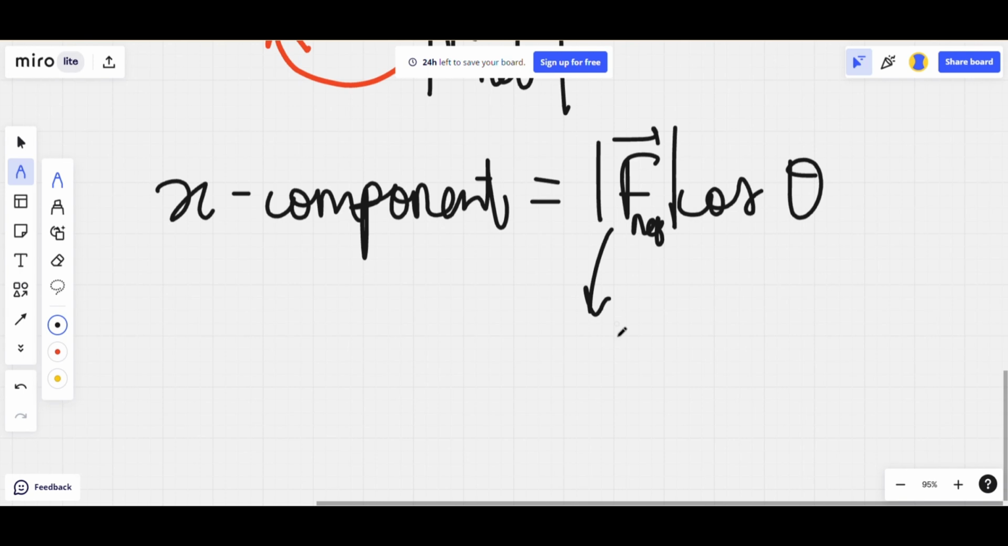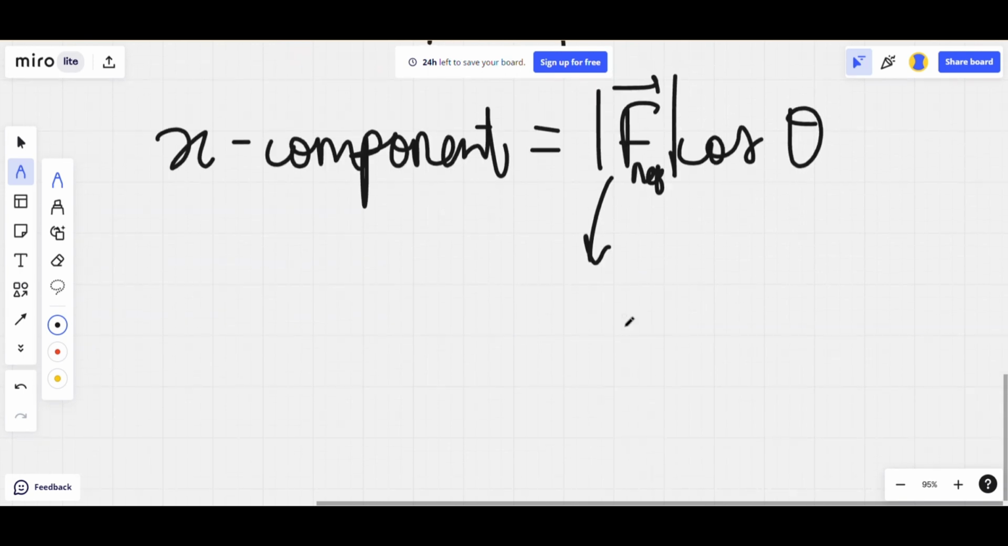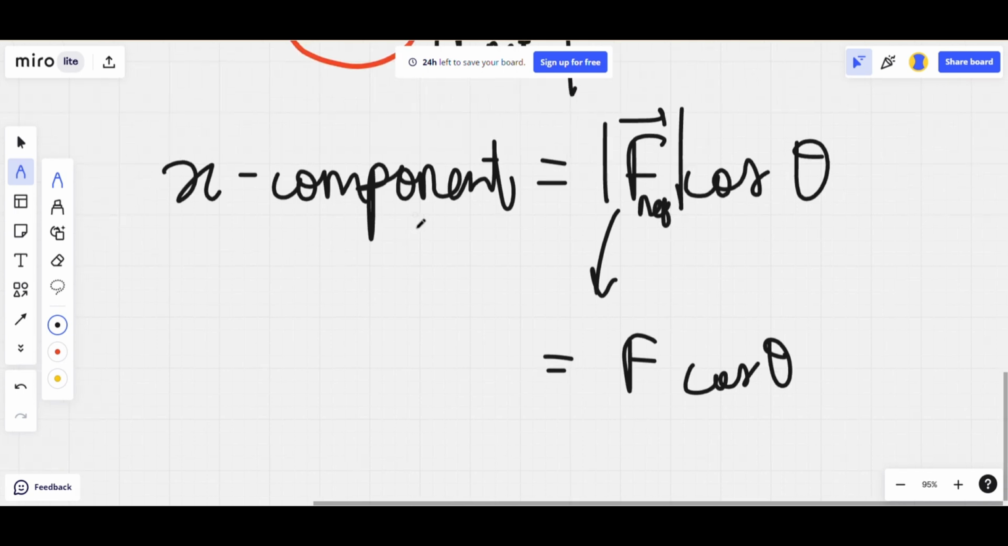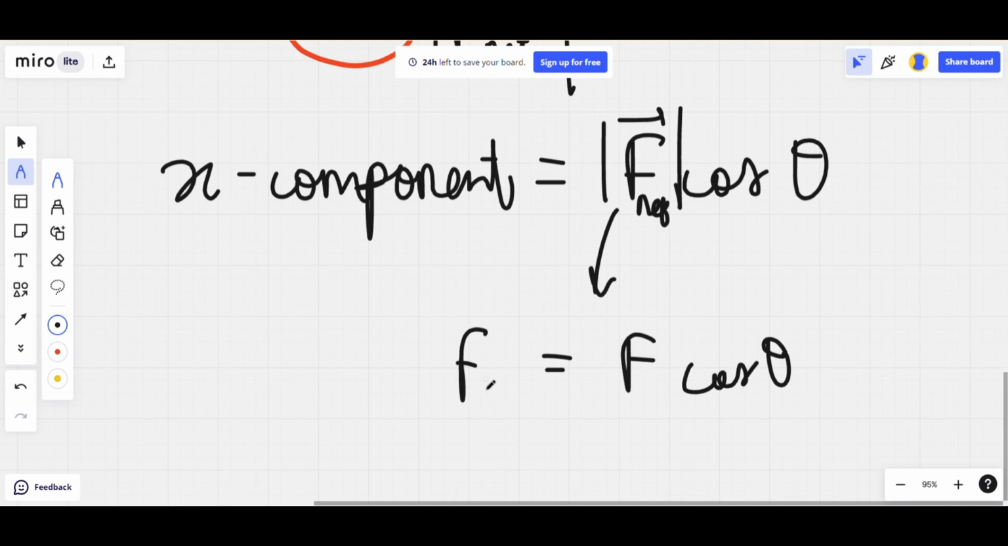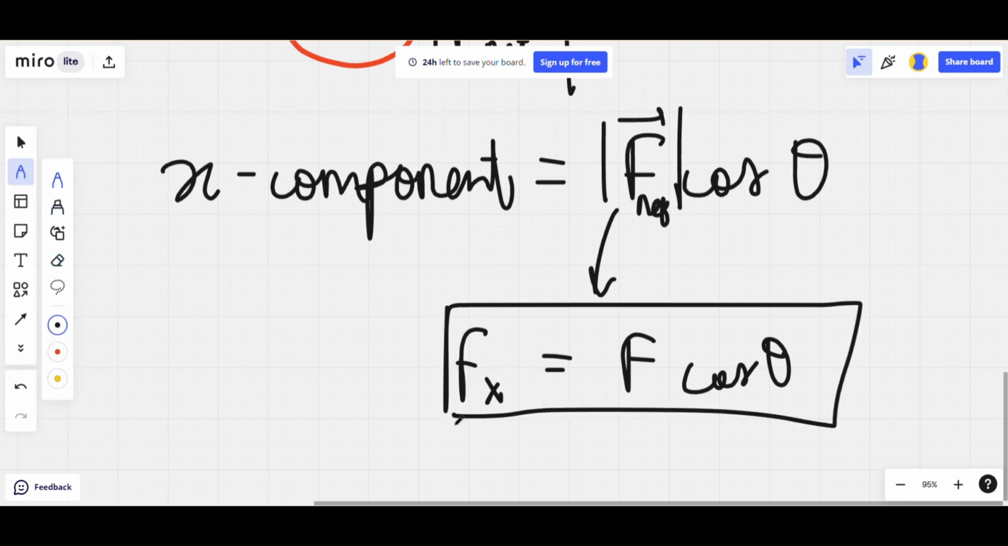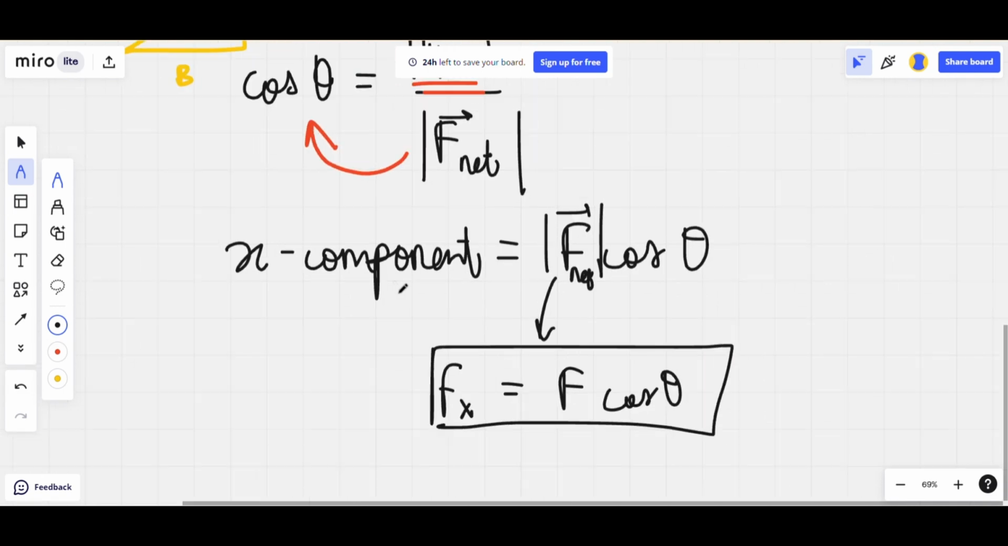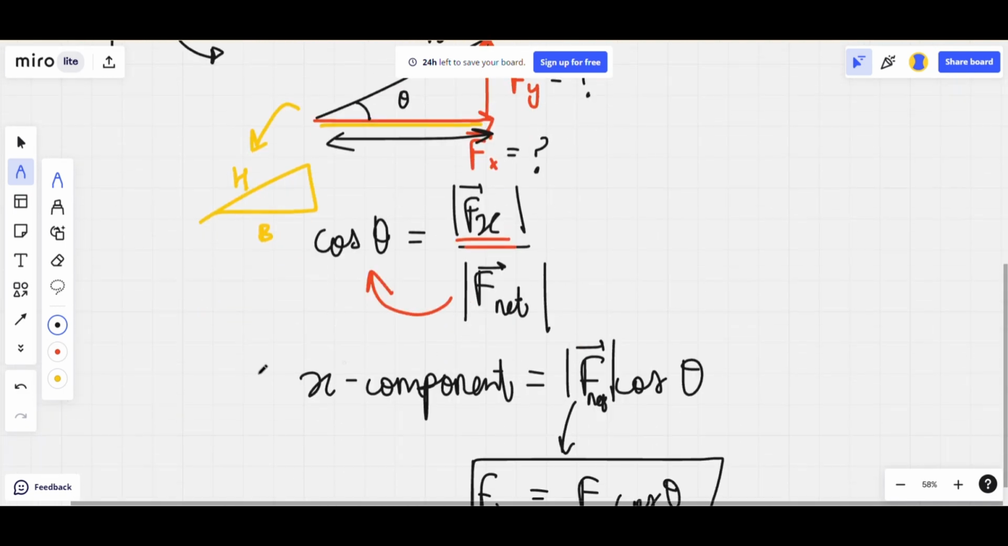We can also just represent it without the arrow mark to show the magnitude. F cos theta is equal to the x component. We can say the x component is Fx with magnitude, or if we don't want to lengthen the whole process, you can just ignore the vector sign and then we don't need the magnitude sign. So this is for the x component of the total force.